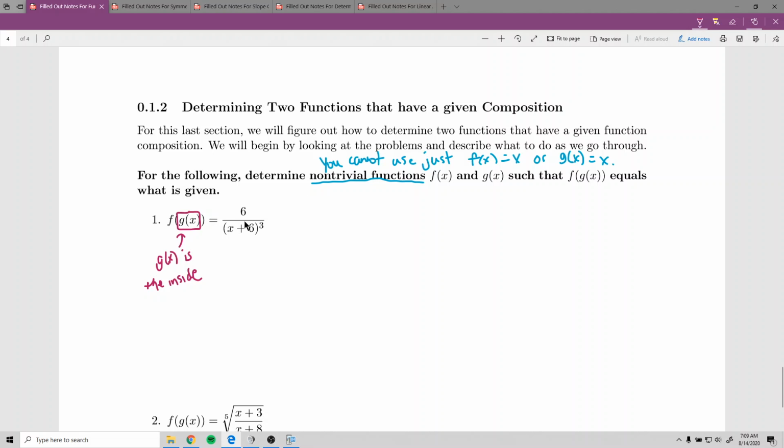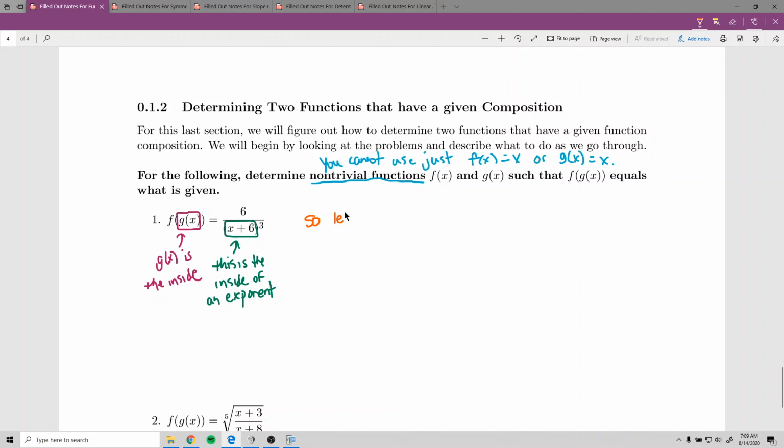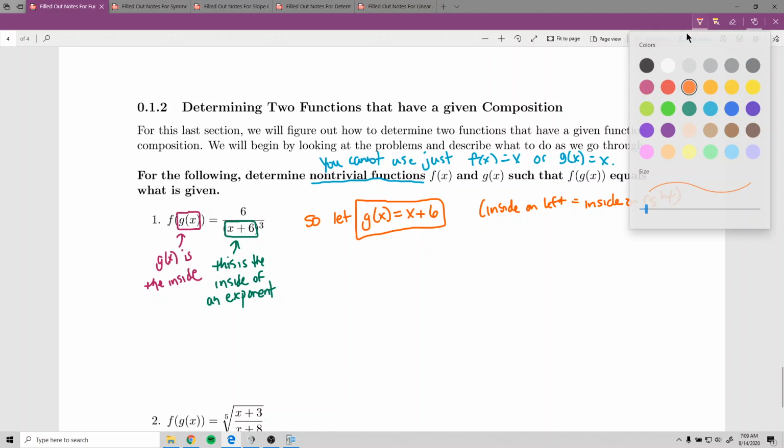Well, anytime you have an exponent, a good idea for the inside is going to be what's being raised to the exponent. So what you want to do is make g of x equal x plus 6 in this problem. Kind of thinking the inside on the left equals the inside on the right. And that's half our answer.